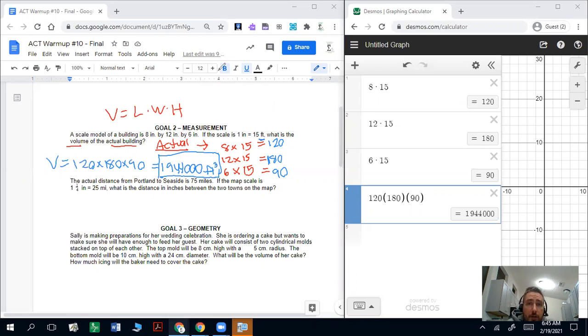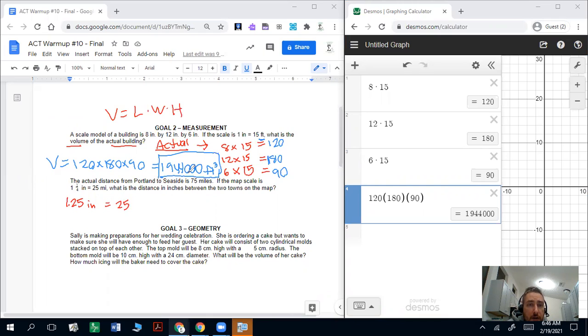The second part of number 2 is talking about another scale issue. So the actual distance from Portland to Seattle is 75 miles. If the map is 1 1/4 inches equals 25 miles, what is the distance in inches between the two towns on the map? Well, 1 1/4 is 1.25. So I'm going to do that first.